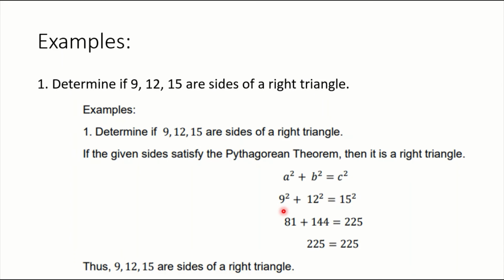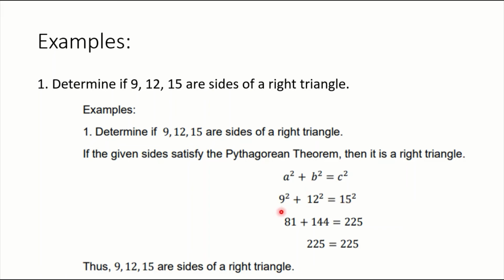have an example. So, number 1, determine if 9, 12, 15 are sides of a right triangle. If the given sides satisfy the Pythagorean theorem, then it is a right triangle. So, gagamitin natin yung Pythagorean theorem to know if the sides are for right triangle. So, 9, 12, 15, you can state that as A, B, C respectively. A is 9, B is 12, and C is 15.